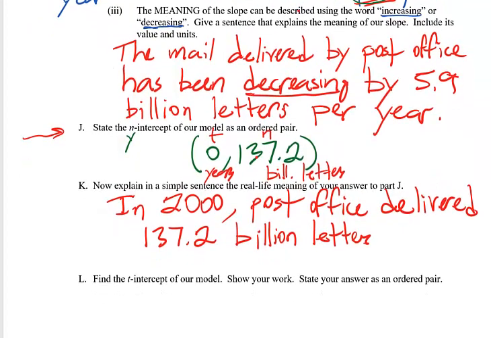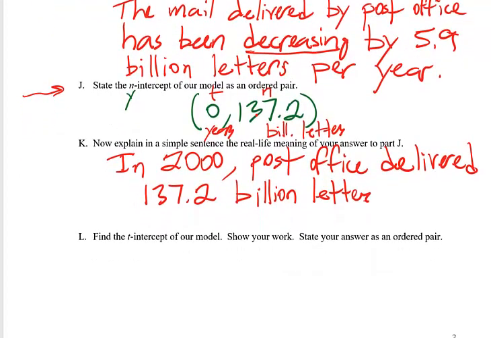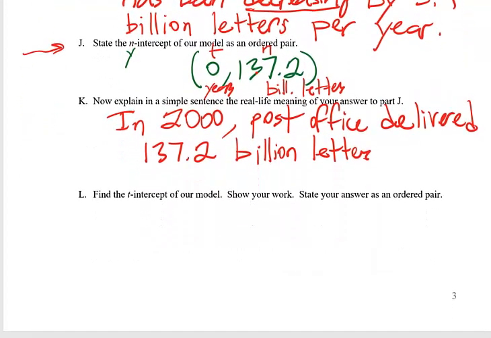Okay, let's wrap up the post office problem with one last task. What about the other intercept? There are generally two intercepts, right? An x-intercept and a y-intercept. We found the y-intercept. What about the x-intercept? Or, of course, for us, it would be called the t-intercept. T is our x in this problem.